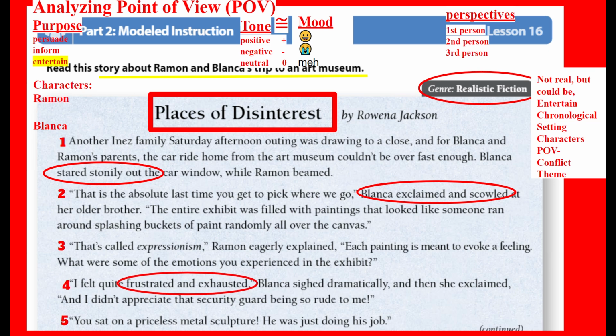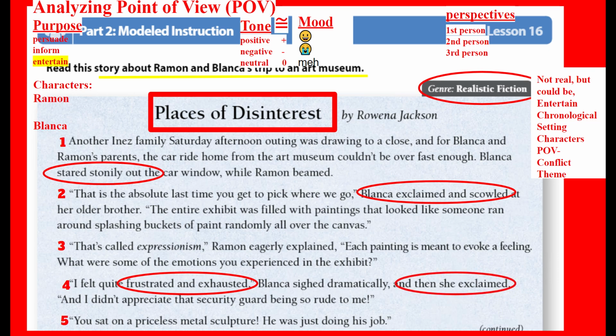In paragraph 4, she says she feels frustrated and exhausted. So, whenever her brother asks her what emotions she's feeling, she says she felt frustrated and exhausted. So, these describe her emotions when they were visiting the art exhibit.